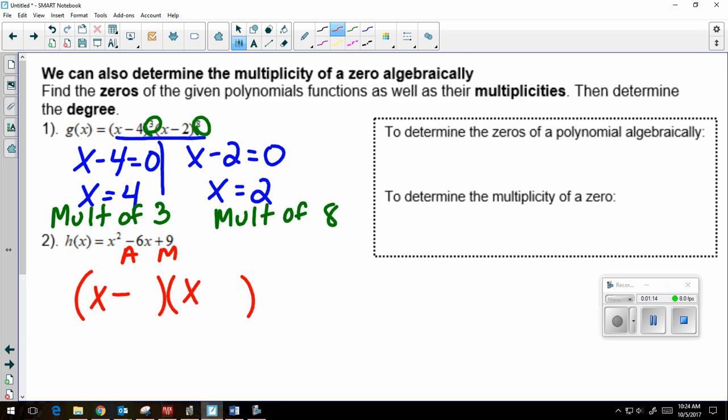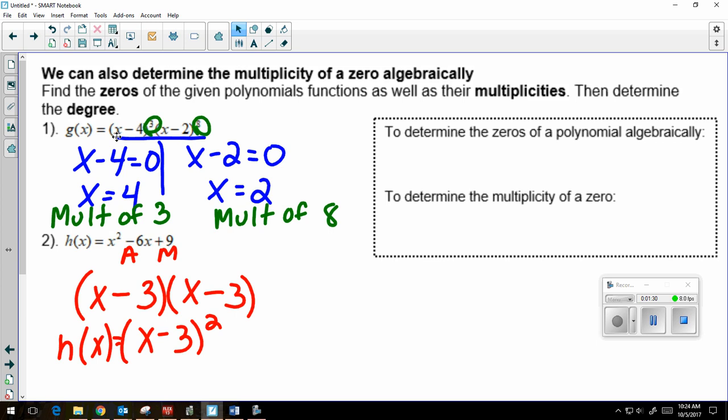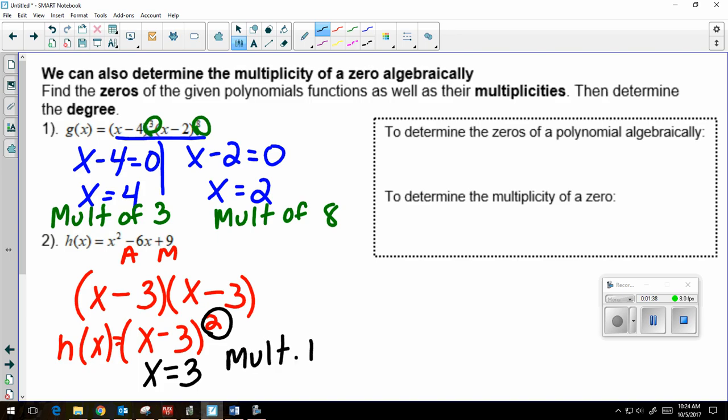A negative times a positive is a negative. And then what multiplies to 9? 3 times 3. Which, because it's the same binomial, can be written as (x minus 3) squared. So I have h of x equals (x minus 3) squared. So when I t off, I only have one piece to t off with. I get x equals 3, and my multiplicity is 2.